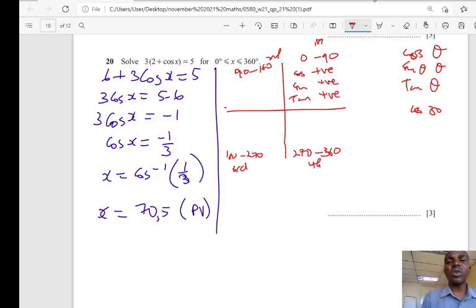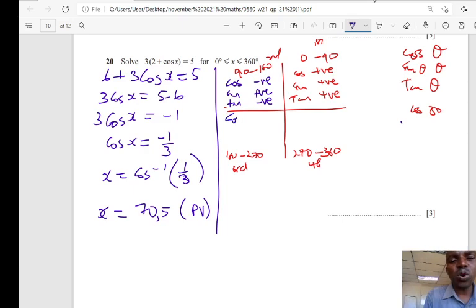Then moving on to the second quadrant. The second quadrant is 90 to 180. You can pick 100. Punch cos 100 into your calculator. It's negative, so cos is negative here. Then sin 100 is positive, and tan 100 is negative. So sin is the only positive in the second quadrant.